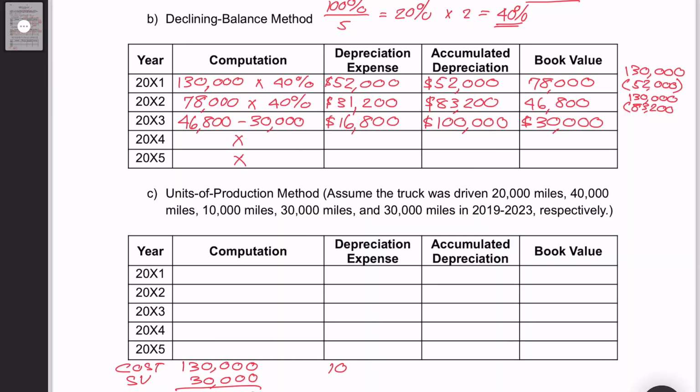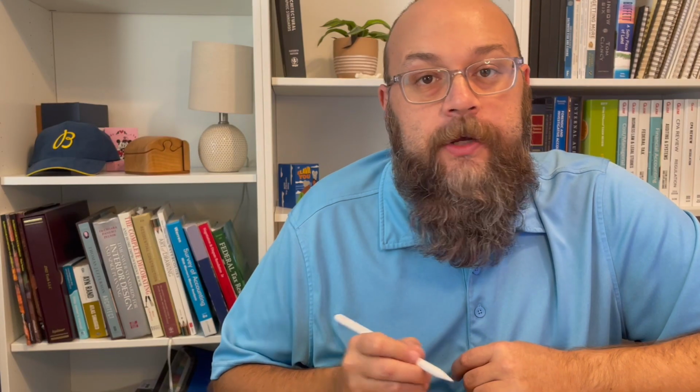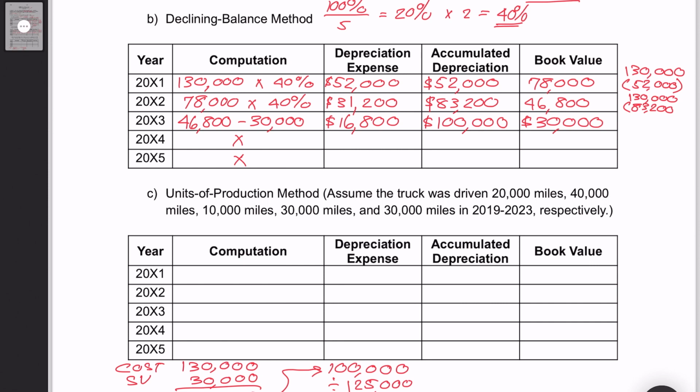That $100,000 is still going to be the amount that we're going to use to come up with our per unit cost. So we're going to take our $100,000. I'm just going to draw an arrow so we know where that's coming from. And this is going to be divided by the useful life. In our case, we expected to have 125,000 miles for this truck. So when I take that $100,000 and I divide it by my 125,000 miles, I'm going to end up with 80 cents per mile is what the depreciation cost on this vehicle is.